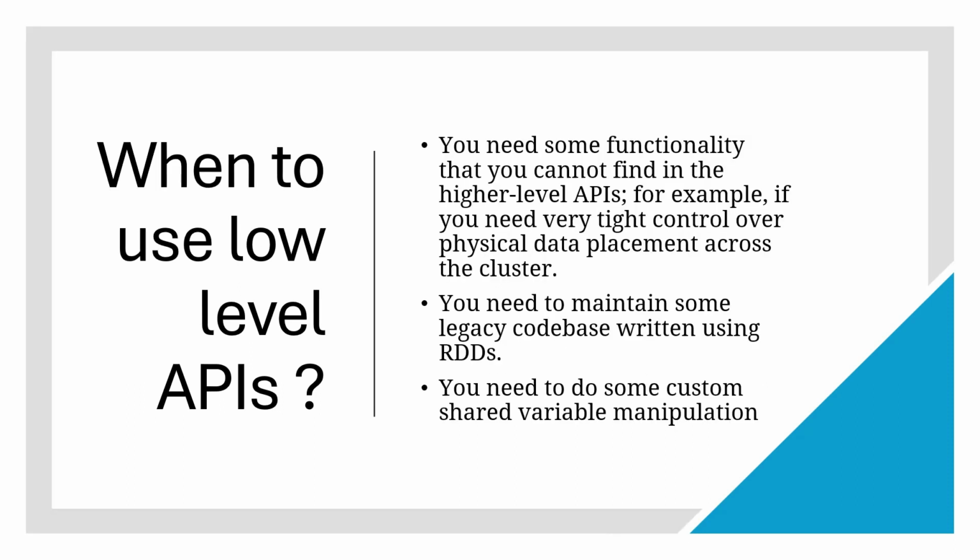When to use them? It is when you cannot find something. For example, you want a very tight control on the physical data placement, like where the data is actually getting split and put on which worker node. How do you control that placement? Then you use it. You want to do some custom manipulations with your shared variables, or you want to maintain a legacy code base which is already written using low level APIs. So these are the scenarios in which you would actually use a low level API. Otherwise, most of the time people prefer to use high level or structured APIs because they give you a lot of out of the box functionality and they are easier to use.